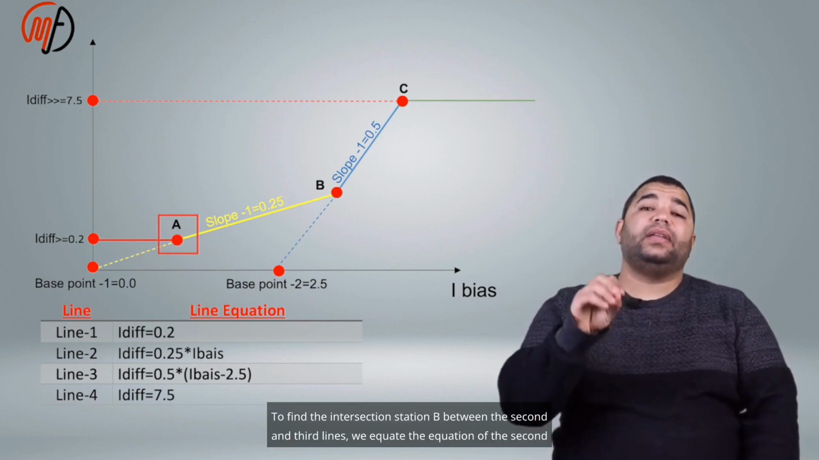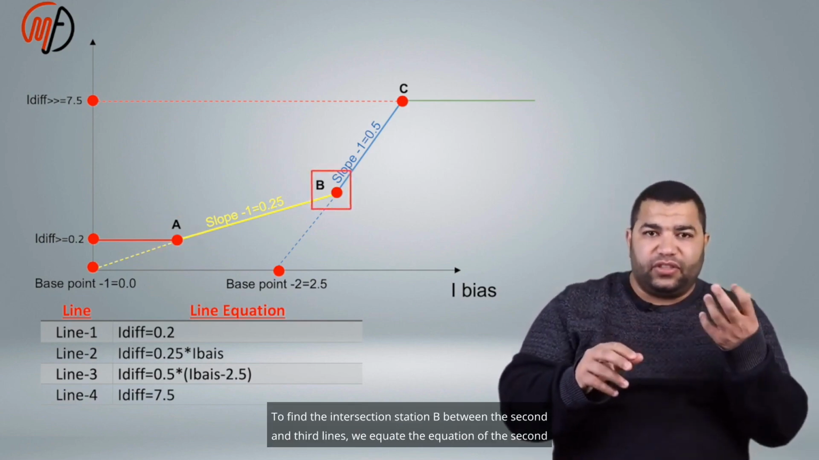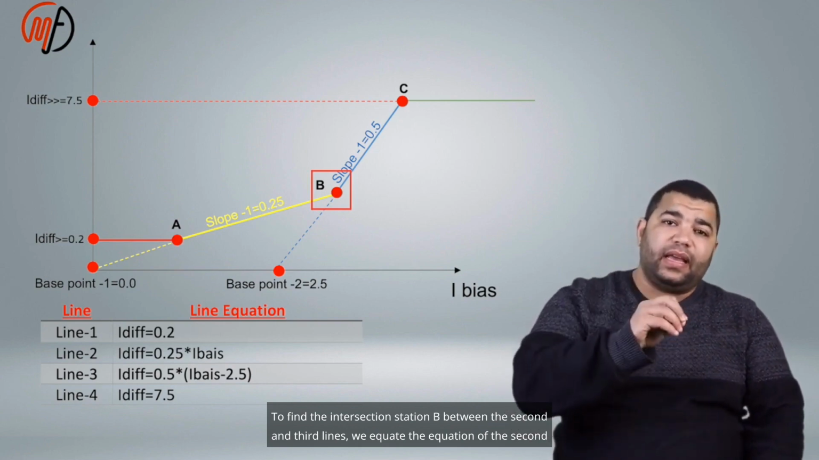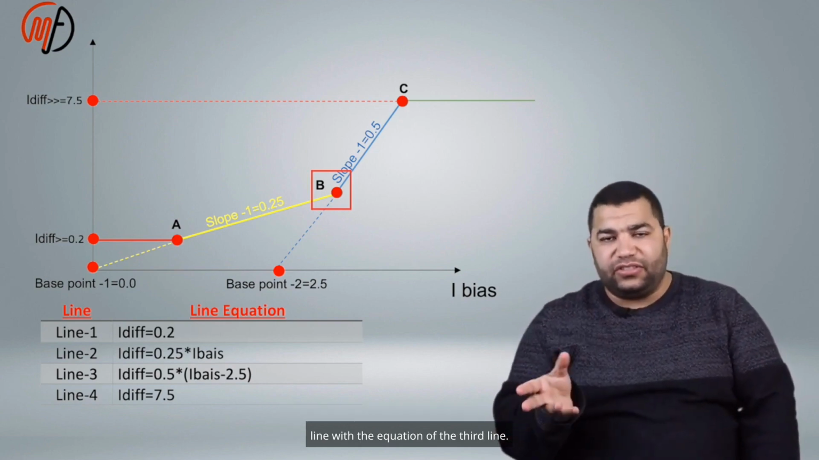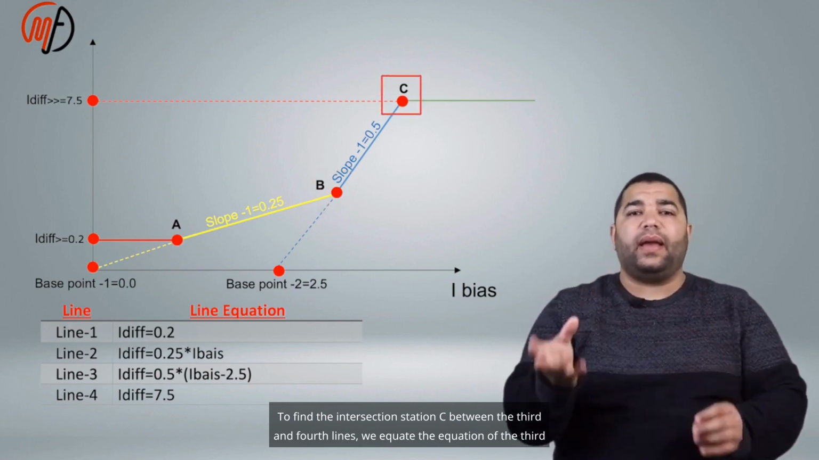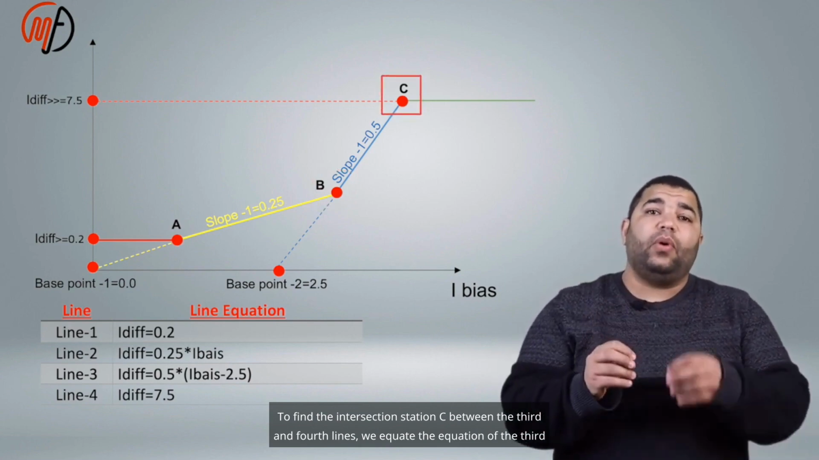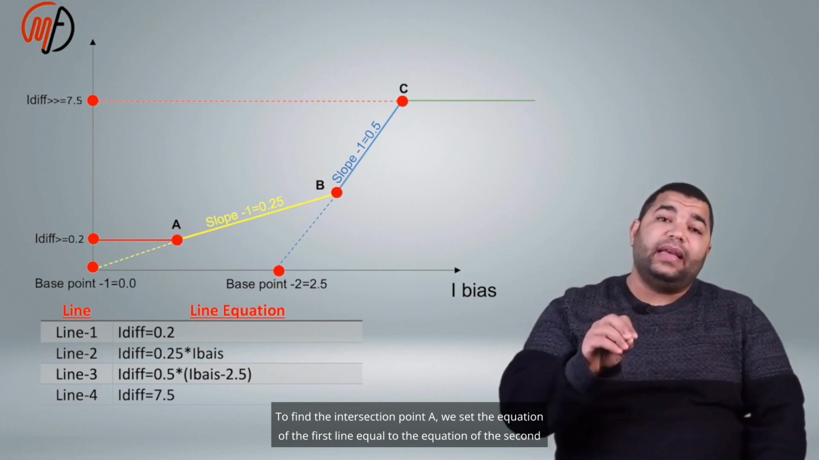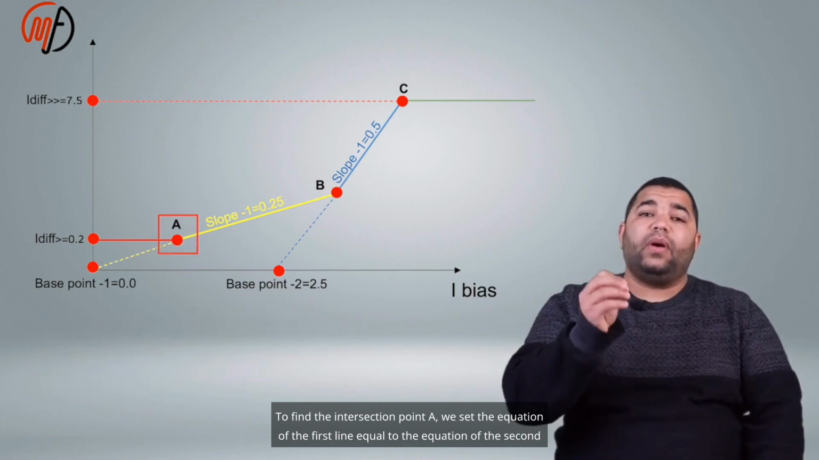To find the intersection point B between the second and third lines, we equate the equation of the second line with the equation of the third line. To find the intersection point C between the third and fourth lines, we equate the equation of the third line with the equation of the fourth line. To find the intersection point A, we set the equation of the first line equal to the equation of the second line, and then we find the value of I bias.